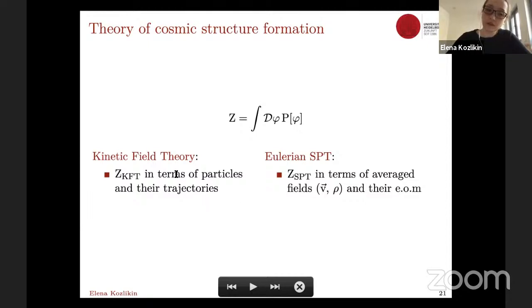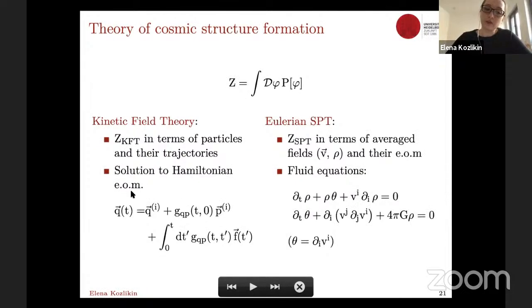So in kinetic field theory, the generating functional is formulated in terms of point particles and the trajectories of those particles. In standard perturbation theory, on the other hand, the generating functional is formulated in terms of averaged fields, so the velocity field and the density field, and the equations of motion of these averaged fields.